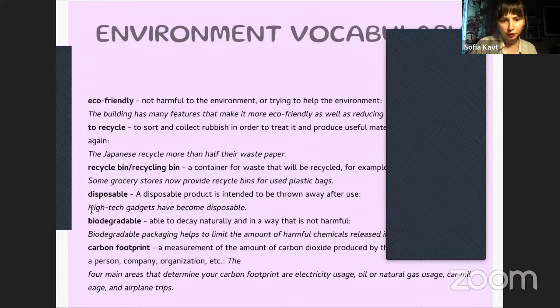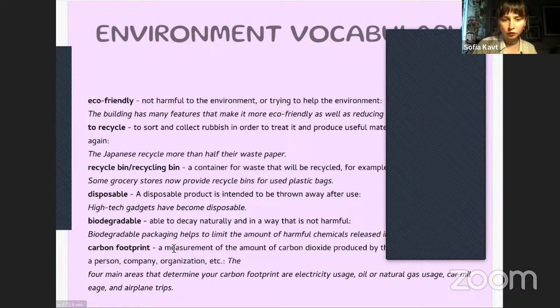Some of the disposable products, however, are biodegradable. It means that they are able to decay or decompose naturally and in a way that is not harmful to the environment. For example, paper bags are biodegradable, but plastic ones, unfortunately, are not biodegradable.